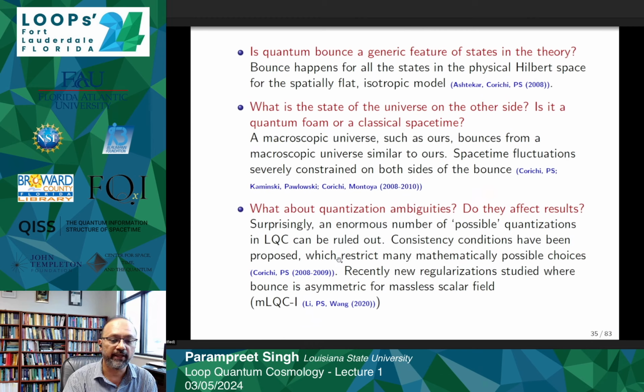And this was also in the APS model earlier. Recently, in the last few years, there have been new regularizations which have been studied in loop quantum cosmology. There is a bounce, but then it turns out that the bounce is asymmetric for the massless scalar field, and I will try to show you later in the talk.